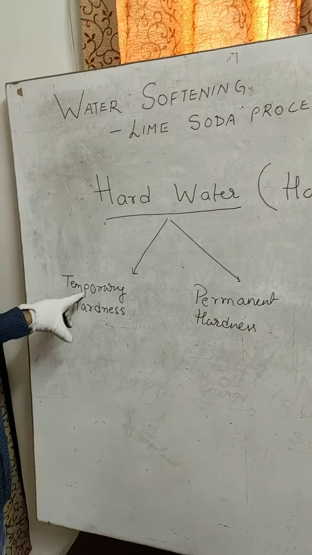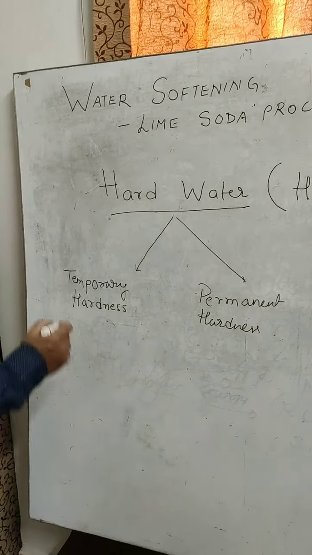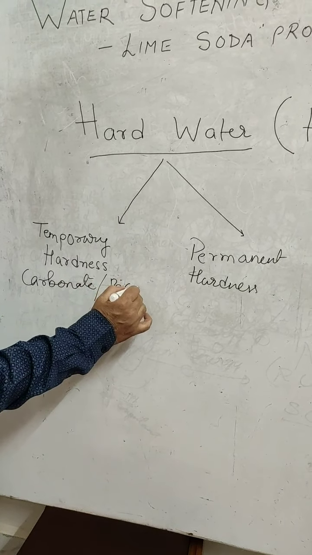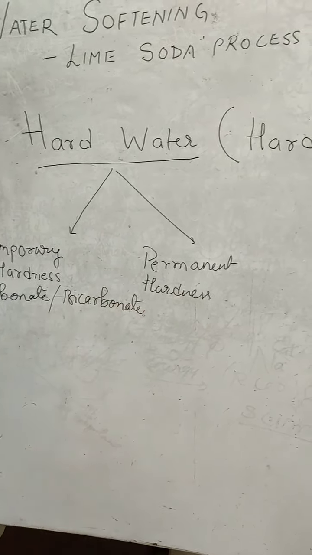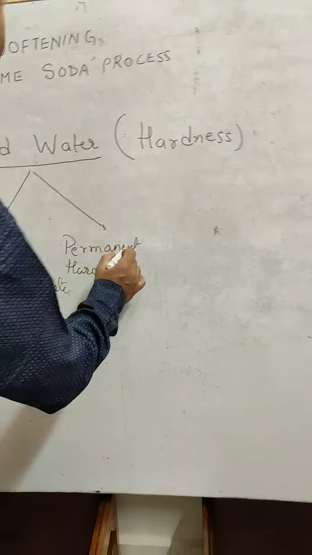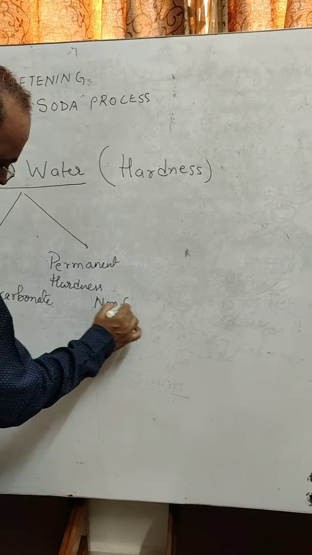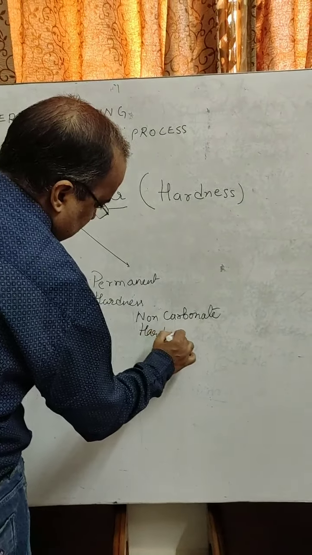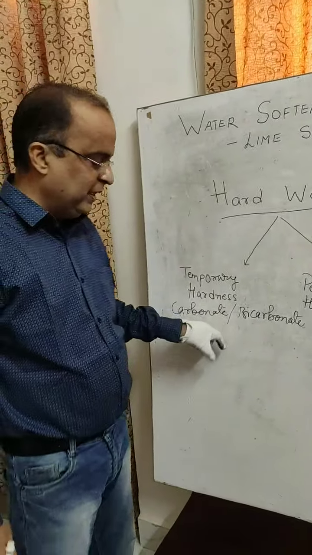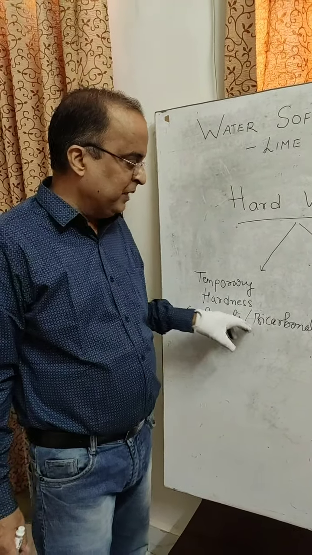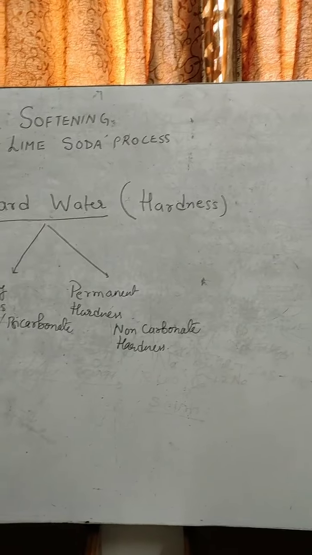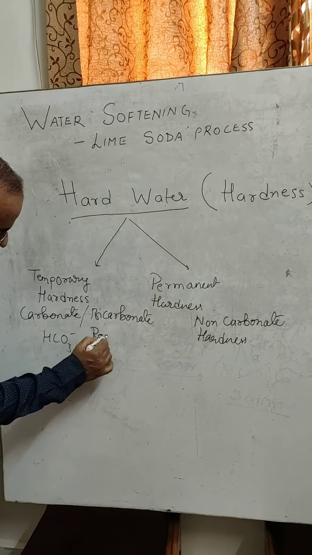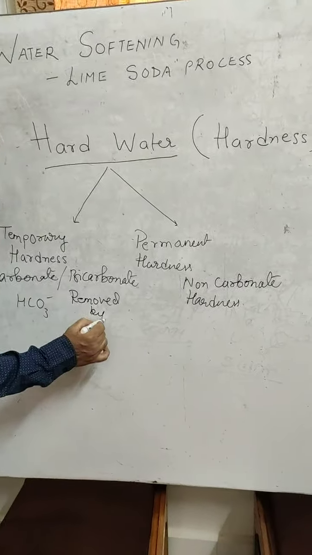As we have discussed, the temporary hardness is also called carbonate or bicarbonate hardness, and permanent hardness is the non-carbonate hardness. Then we have to determine these types of hardness that are present in water. These hardness are basically due to bicarbonate ion, and they are removed by heating.